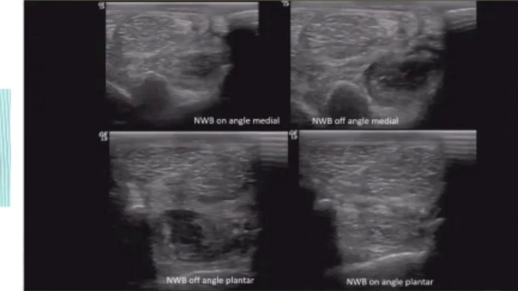And what I want you to notice in this image is that even when I'm on angle coming from medial, I have this area of hypoechogenicity in the central portion of my suspensory ligament, and it doesn't completely go away, and it doesn't fill in when I'm off angle. And I see that to some degree on the plantar, but not nearly as much.